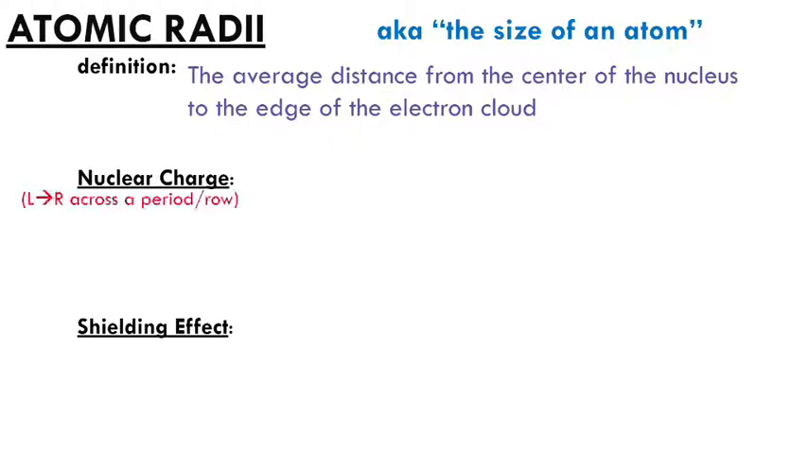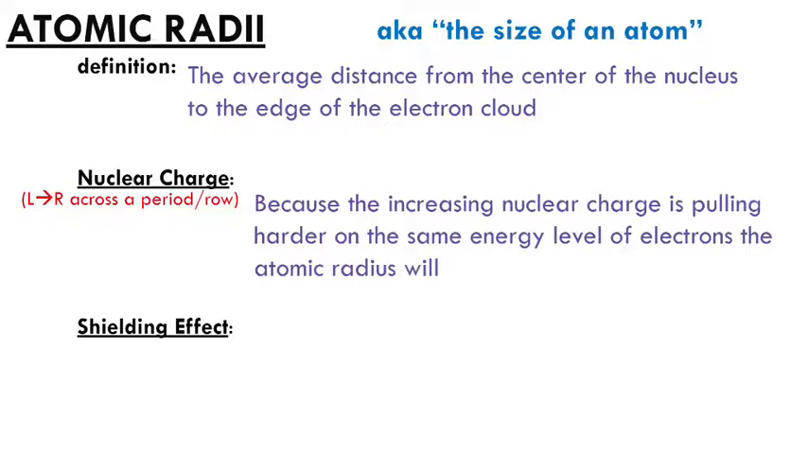So, firstly, remember that our nuclear charge is going to be increasing as we move across a row on the periodic table. That means that we have more and more protons in the nucleus of our atom, and they're pulling harder and harder on the outer electrons of our atom. So that's where our kind of explanation and definition here is going to start.